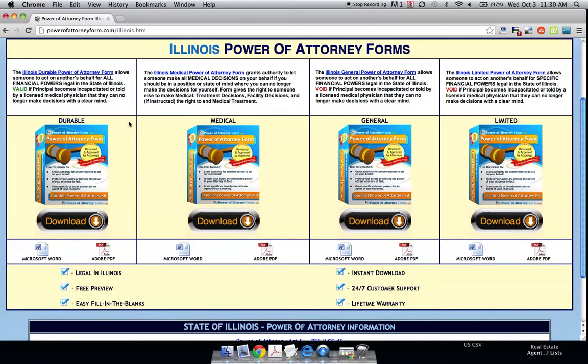So to get started, we're going to start with the most popular power of attorney form in Illinois, which is all the way to the left, the durable power of attorney form. Now, this form allows someone to act for you for all financial powers legal in the state of Illinois. This is why the form is so popular: it remains valid if the principal becomes incapacitated or not able to think for themselves.